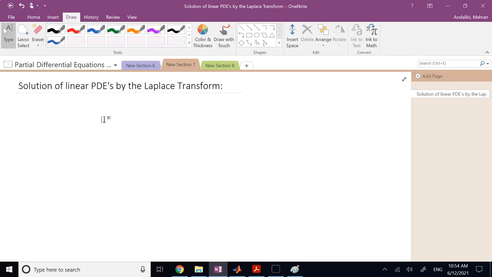Now, let me explain with an example instead of just talking about general stuff. Let's look at one example that we already solved. If you remember, that was the wave equation. What was the wave equation? The wave equation was this.